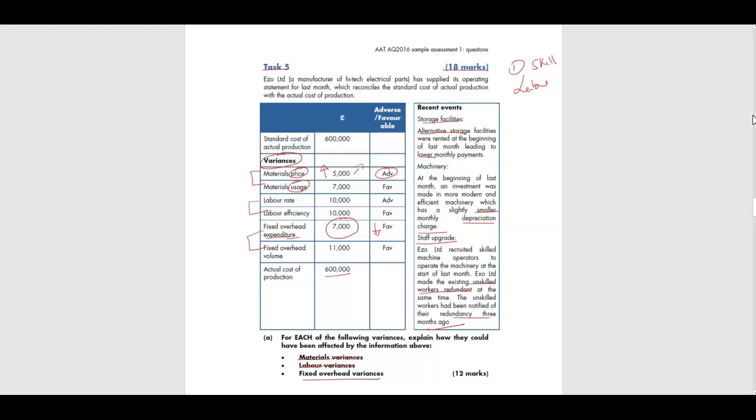So we said better quality material. So that could be the possible reason that material price variance is adverse.